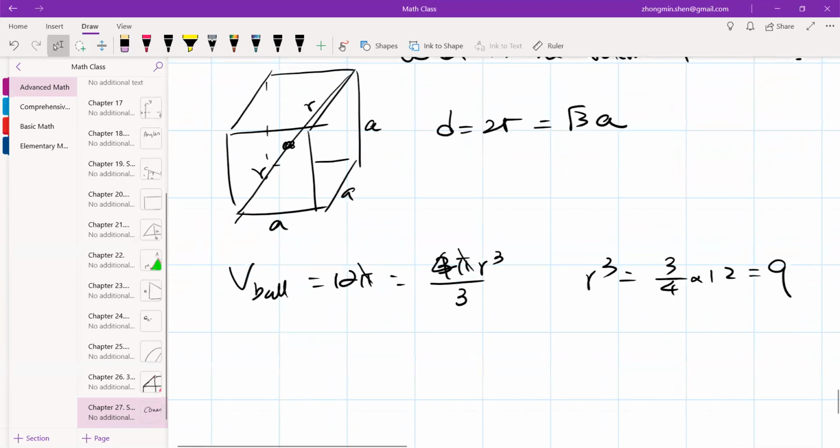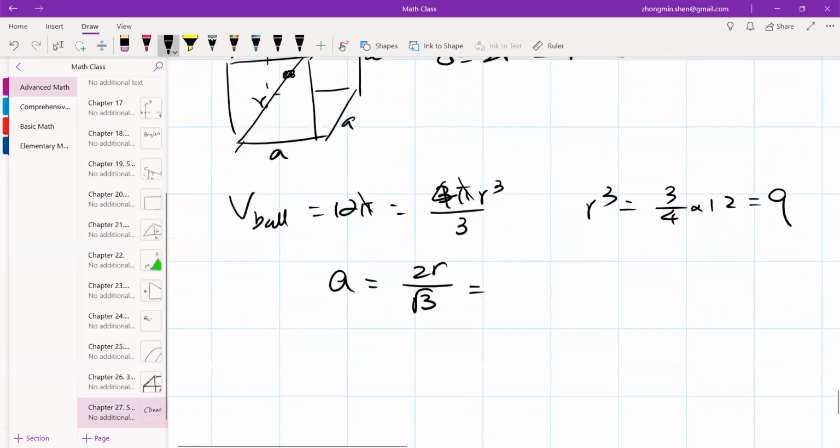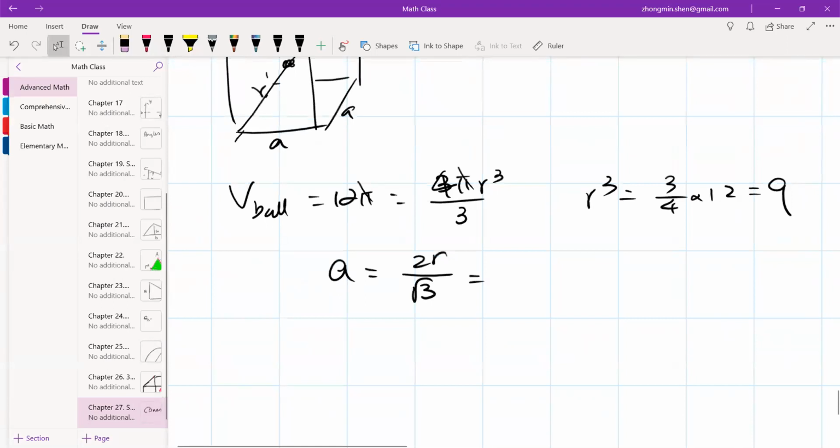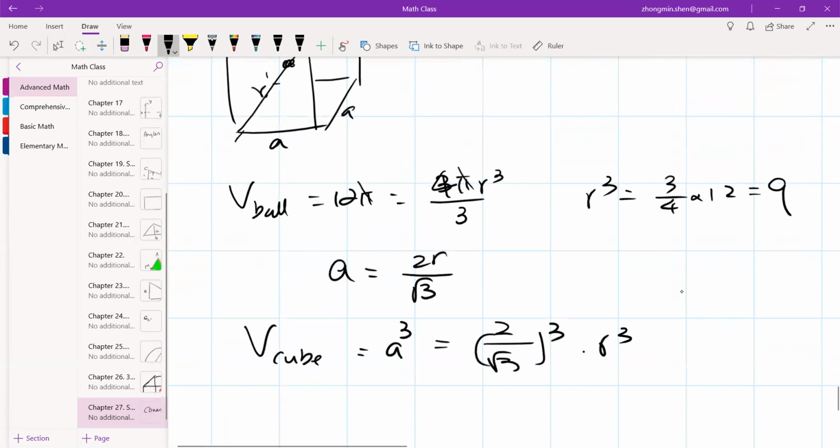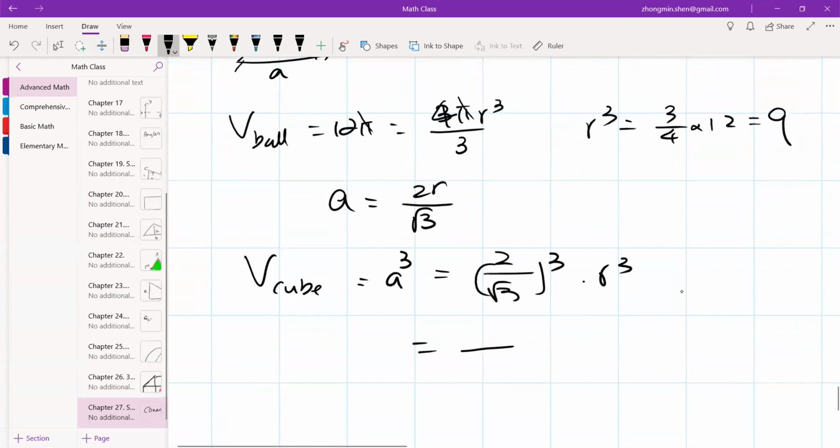So A, look at the A. A is going to be 2R divided by square root of 3. That's enough, I cannot simplify it further. Don't be in a big hurry. So the volume of the cube is going to be A cubed, which means 2 over square root of 3 cubed times R cubed. We already found R cubed. So that's why it is 8 over square root of 3 cubed, which is 3 square root of 3, and then times 9.